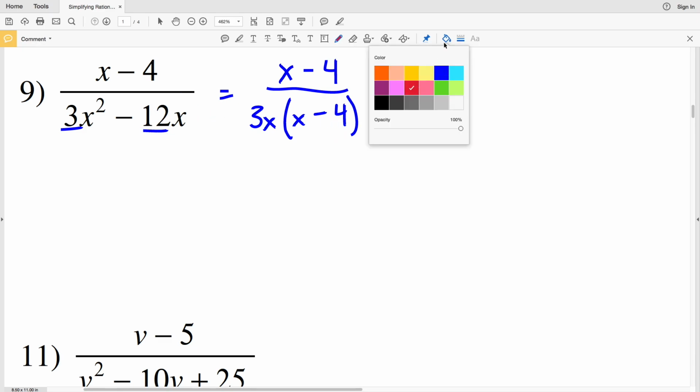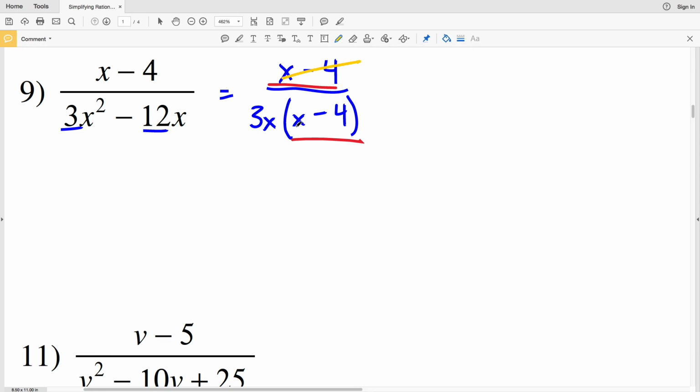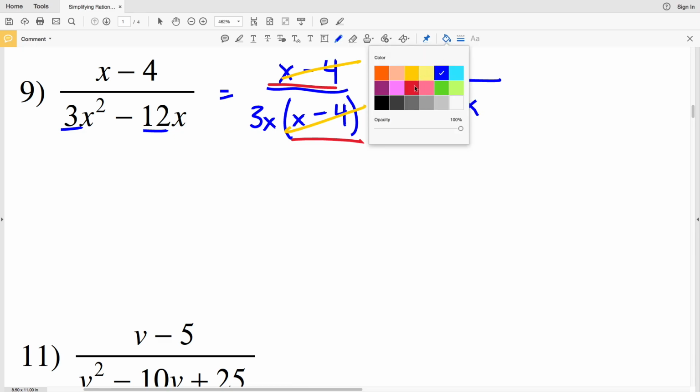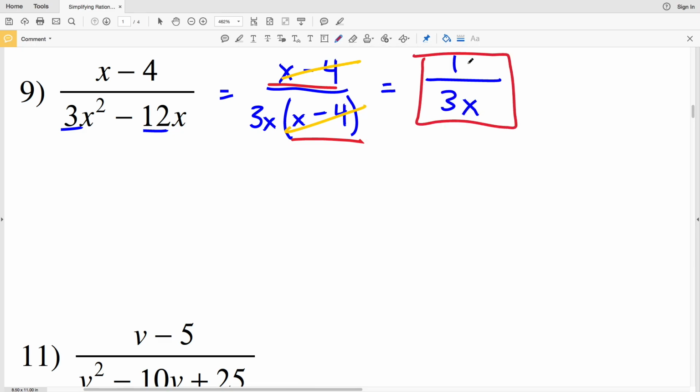Now you can see that I have x minus 4 over 3x times x minus 4. So my x minus 4's will cancel out, so I'll be left with 1 divided by 3x. 1 over 3x is my solution in number 9.